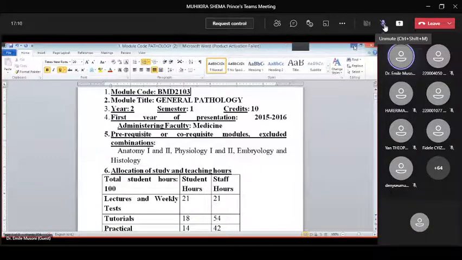Okay, now let us see the introduction to pathology. Pathology literally means, from the ancient Greek, it is the study of the disease by scientific method.